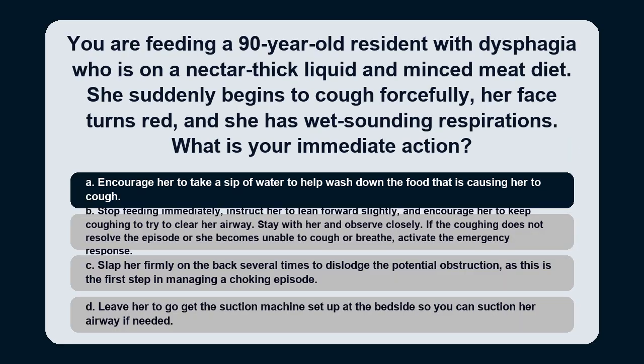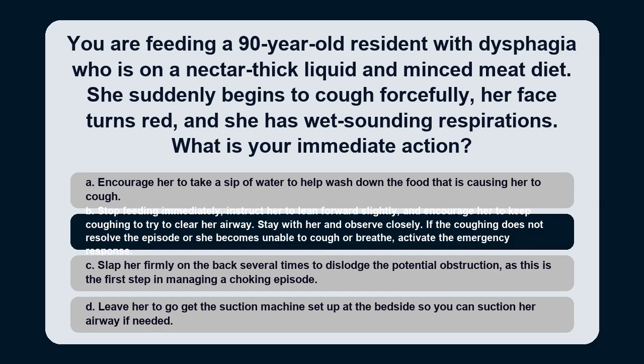Option A. Encourage her to take a sip of water to help wash down the food that is causing her to cough. Option B. Stop feeding immediately, instruct her to lean forward slightly, and encourage her to keep coughing to try to clear her airway. Stay with her and observe closely. If the coughing does not resolve the episode or she becomes unable to cough or breathe, activate the emergency response.